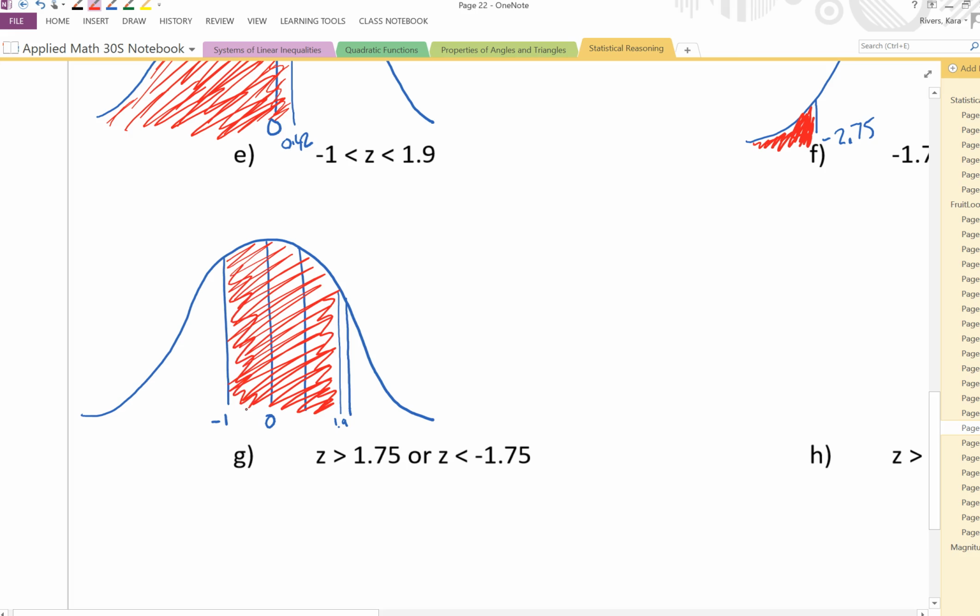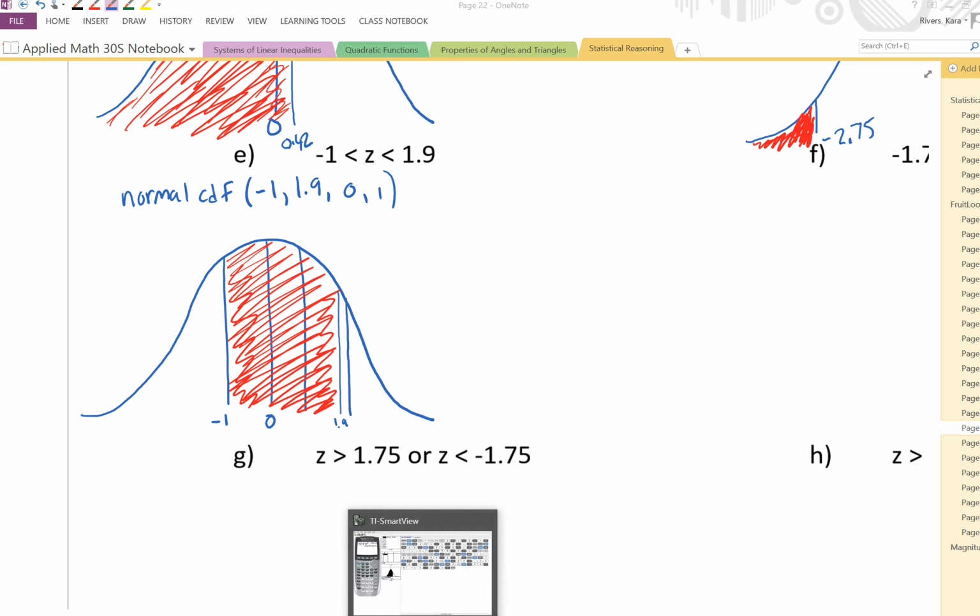So how does that look in terms of our graphing calculator? Well, we would put in normal CDF. Our minimum score is negative 1. Our maximum score is 1.9. And our mean and our standard deviation don't change. So that's actually not too bad when the area is between a lower limit and a higher limit. Punch that into your calculator.